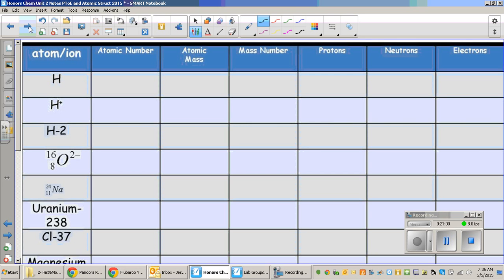So, starting really small, we have hydrogen. Is this an atom or an ion? Looking at it, atom or an ion? It's just an atom because you see no charge, okay? So that's just identification. What is the atomic number of hydrogen?